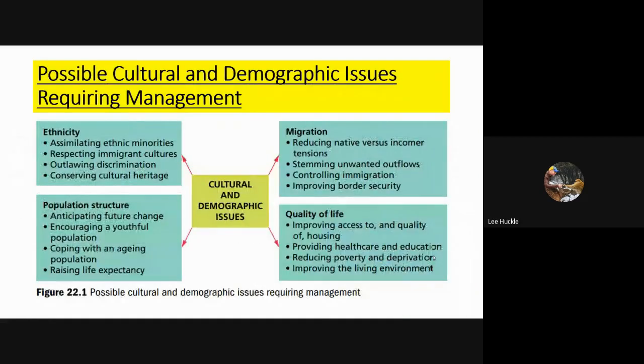So what you now bring this into is the possible cultural and demographic issues requiring management. In particular here, this diagram looks at the possible cultural and demographic issues that need to be managed if a change in a place is taking place. Under 4 main categories: ethnicity, population structure, migration, and quality of life. And these aren't standalone categories. These all link into each other. Managing migration will impact upon ethnicity and vice versa. Managing migration will impact on quality of life and vice versa. So remind yourselves of these key categories of cultural and demographic issues that require management in a place.